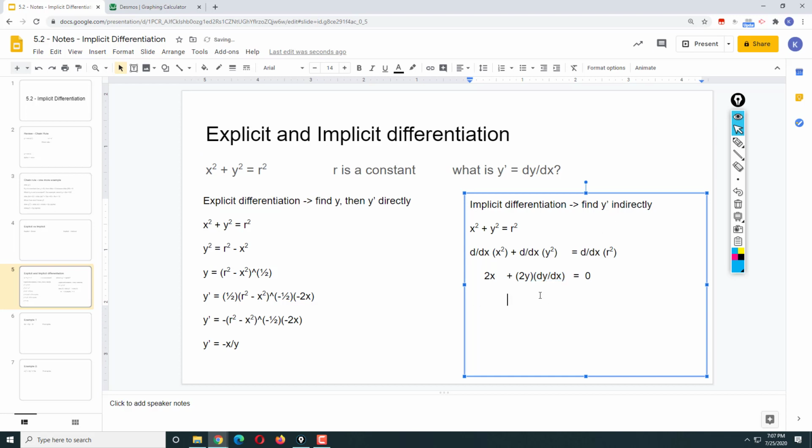So subtract 2x from both sides, and I get 2y times dy over dx equals negative 2x. Divide both sides by 2y, and I get dy over dx by itself is equal to negative 2x divided by 2y. The 2s cancel, so dy over dx equals negative x over y. We get the same answer, but this time we're using implicit differentiation because we're not putting y by itself. We're differentiating each term individually and then using algebra to find dy over dx.